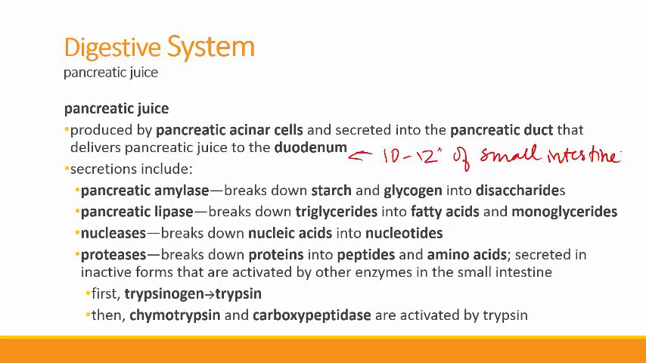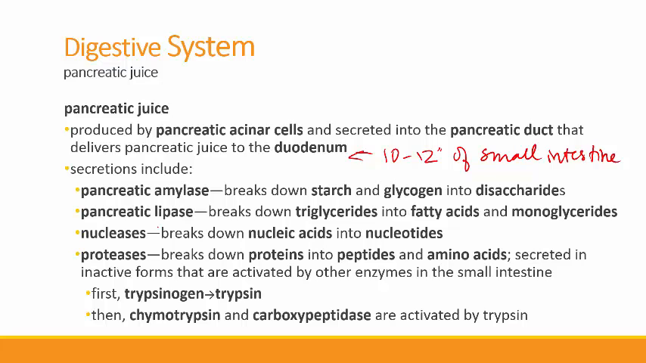So the secretions include an enzyme called pancreatic amylase, which, just like salivary amylase, is responsible for breaking down starch and glycogen into disaccharides that can be absorbed. There's also pancreatic lipase.